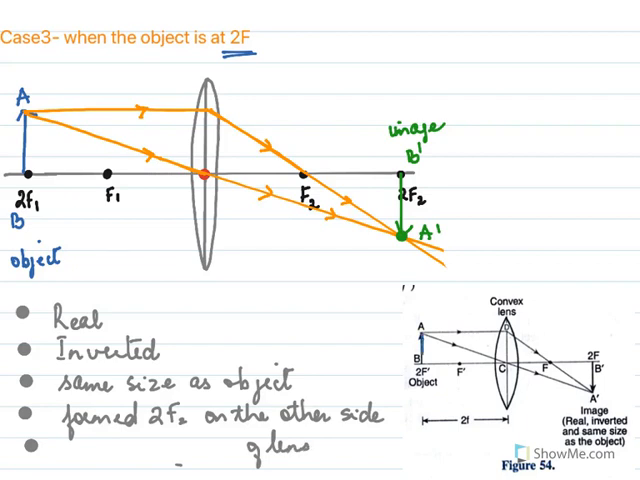Here again we have, see, this is the object. From here we have two rays, one going parallel which goes through the focus, and that one goes through the optical center, goes undeviated, and they both meet at this point. Here is the image formed at 2f. Nature of the image: real, inverted, same size as that of the object. This was case 3.